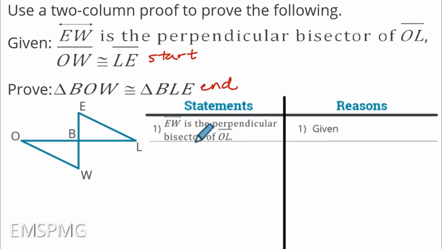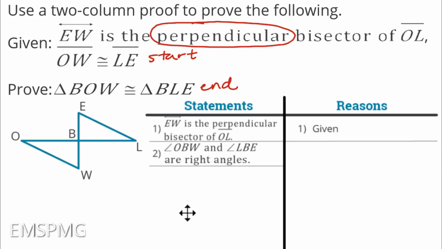Using number one to help us with number two. If EW is the perpendicular bisector, we've got two important things to understand here. The first part that I'm going to discuss is the word perpendicular. Perpendicular means lines or segments that intersect at 90-degree angles, or right angles. So since I have two things intersecting perpendicularly, we know that some right angles are going to be created, and those right angles are angle OBW and LBE. OBW is right here. Always make sure you are labeling your diagram so that we can visualize this as we are writing things in the table. LBE is right here, so these are both 90-degree angles.